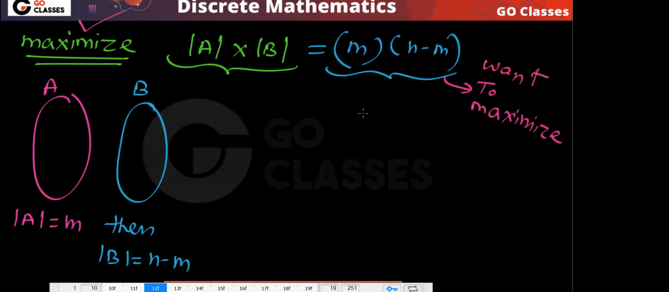What is variable here? In this value, which is variable? This is fixed. This m is a variable. This n is fixed. So we want to maximize.